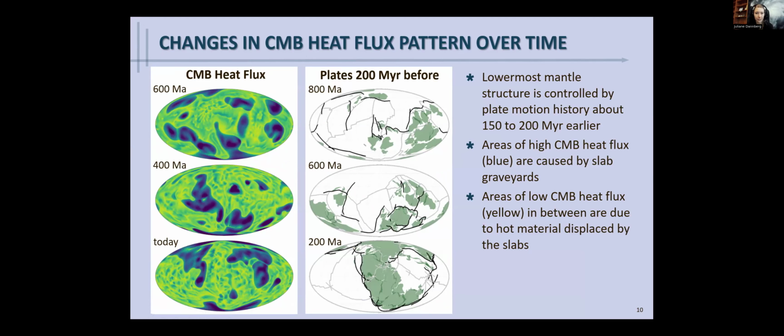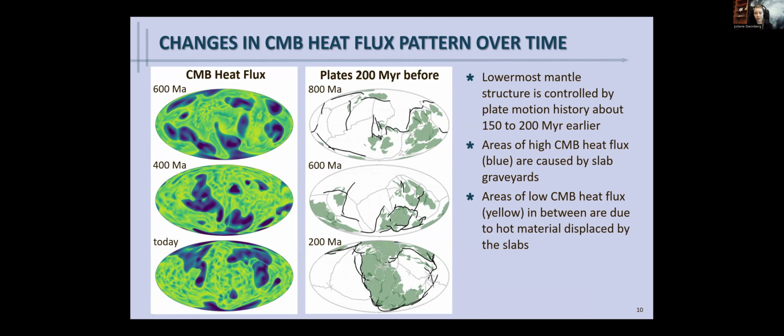What we can see is, if we compare these patterns, wherever we have subduction zones at the surface, if we then check 200 million years later at the core mantle boundary, that's where we get the cold material and the large heat flux. So for example, this subduction zone we see here, or this one, or this subduction zone we also see as this blue patch.